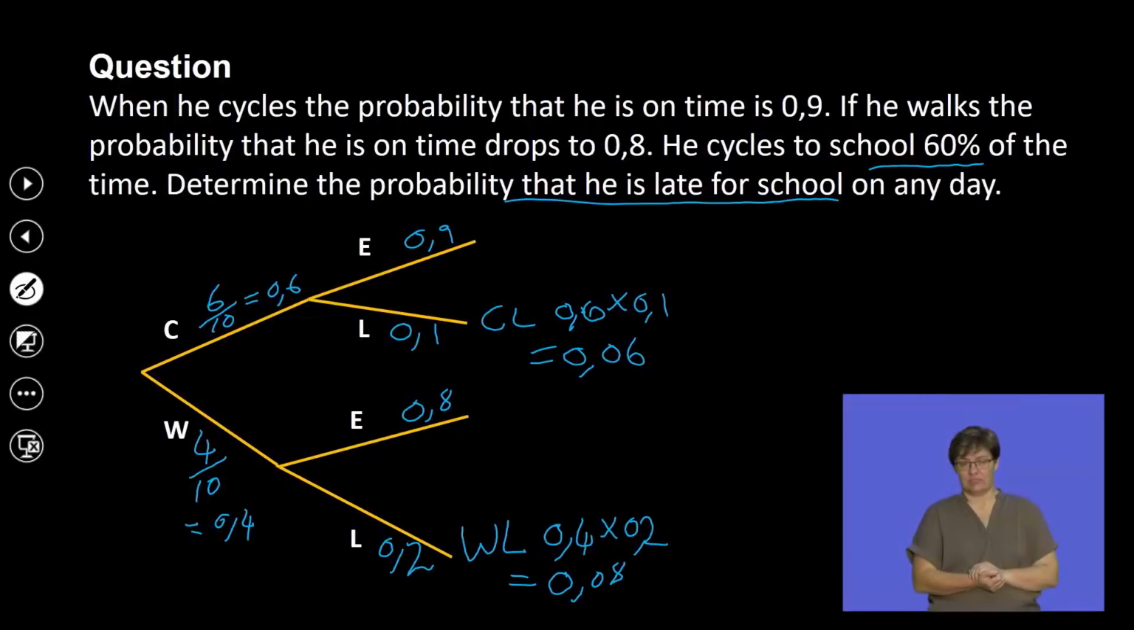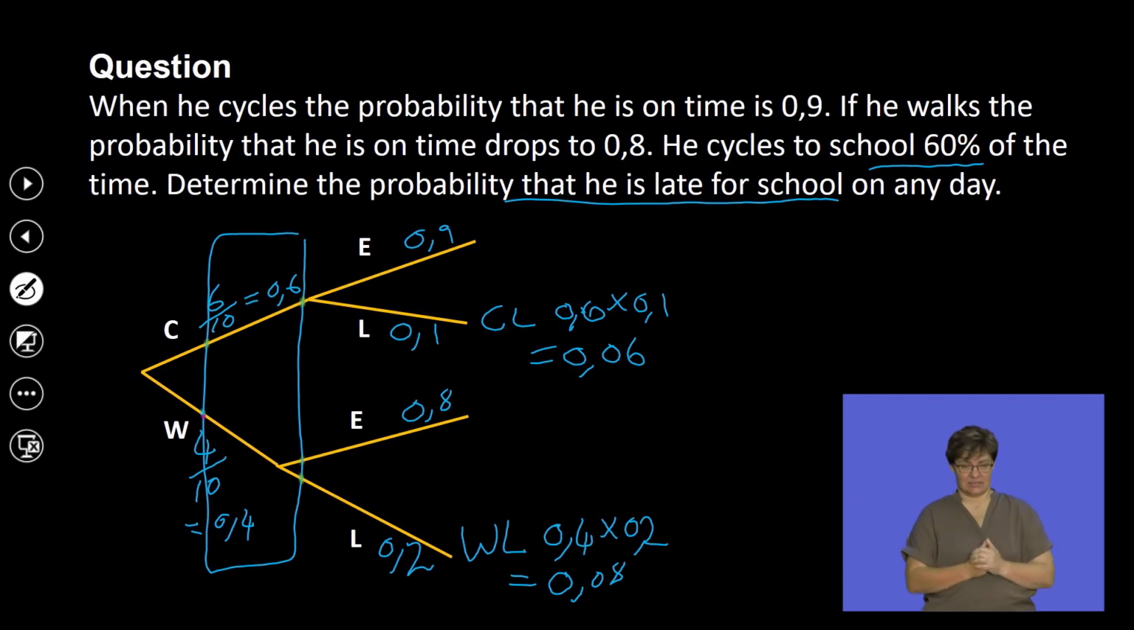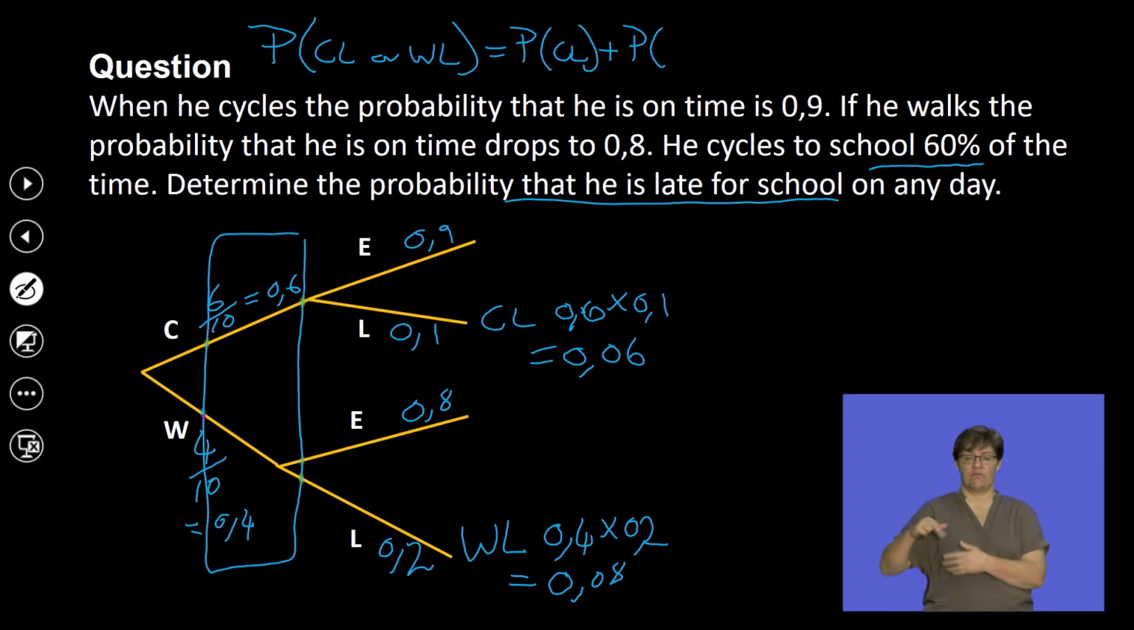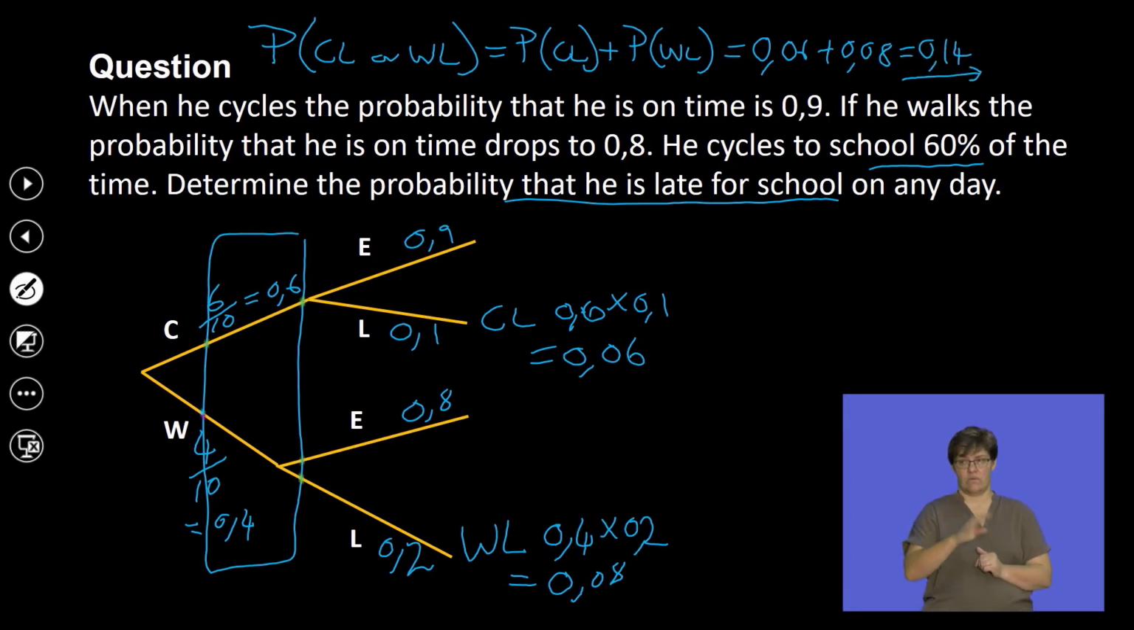And the way that we can recognize they are mutually exclusive is because we can add them here and see they're adding up to zero. There's no intersection between cycling and walking. So in this case, I'm going to do the working over here, and we're going to say the probability of being either cycling and late or walking and late is going to be the probability of cycling and late plus the probability of walking and being late. And so if we do that, it's a simple matter of saying 0.06 plus 0.08, and that is going to give me an answer of 0.14. Right, I think we've got that sorted. Very good. I hope you follow.